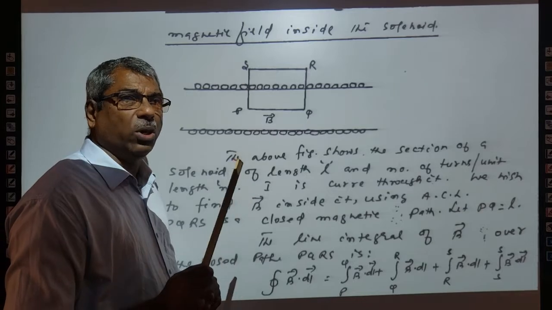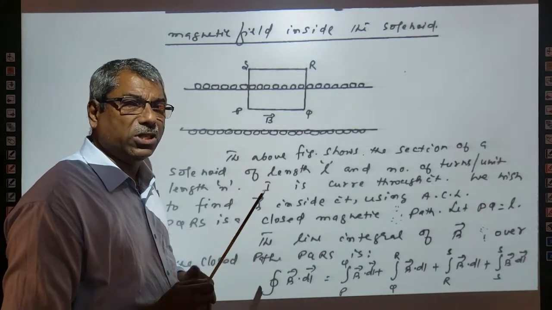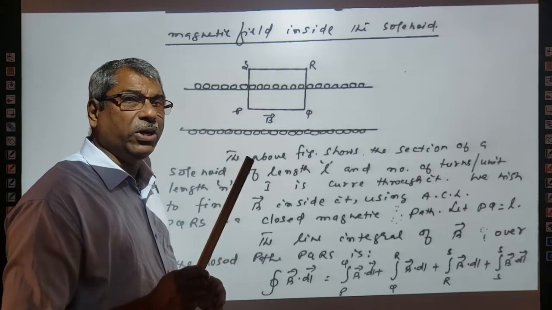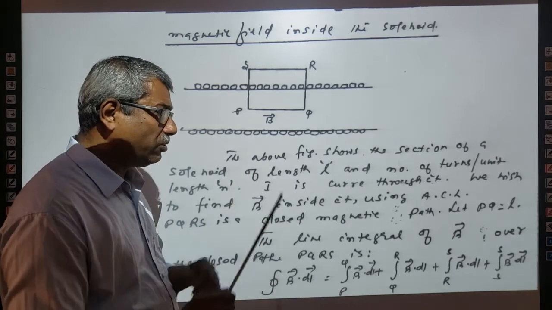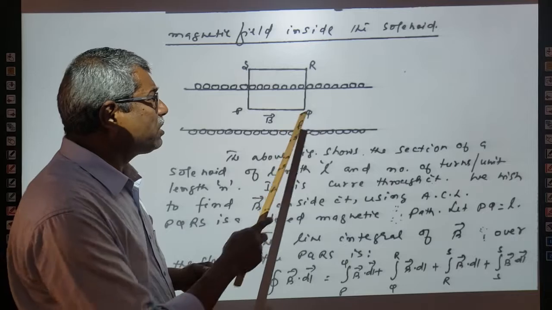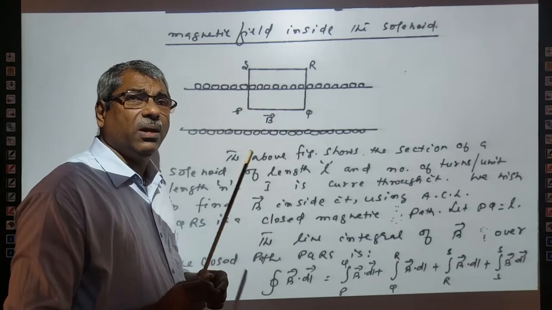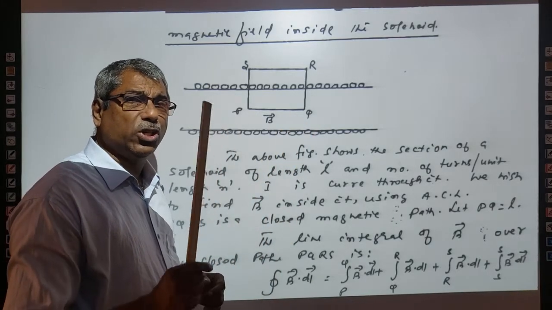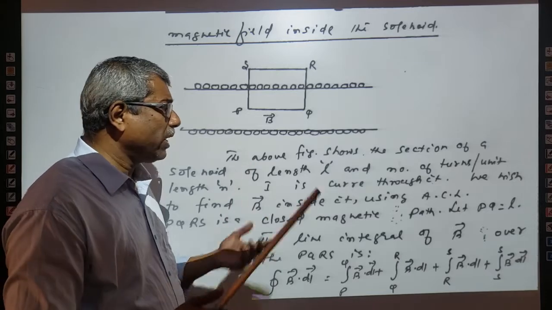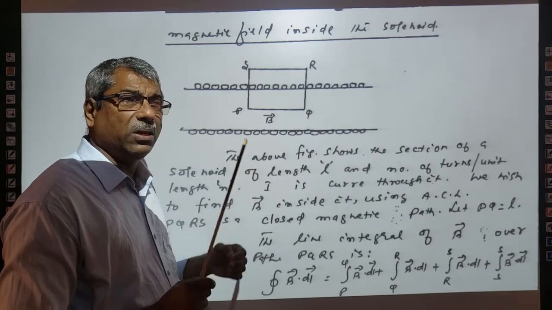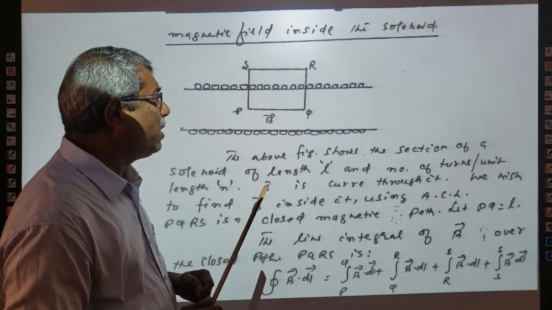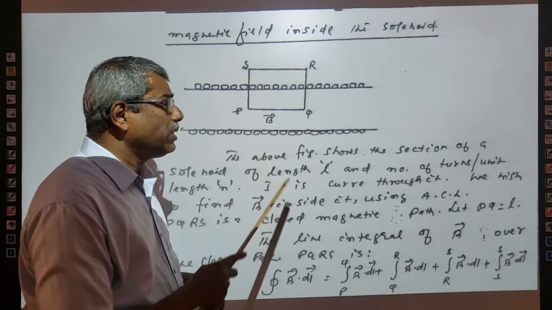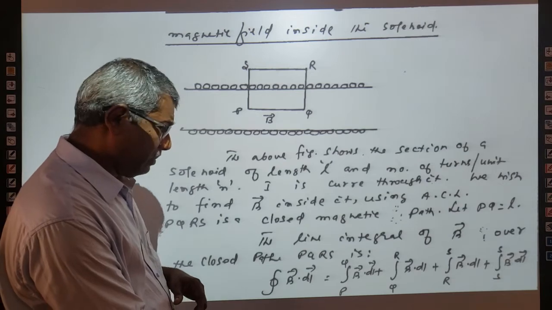It means capital N, the total number of turns in the solenoid, divided by the total length is equal to the number of turns per unit length. So this is such a solenoid that has number of turns per unit length equal to small n, and total length equal to capital L. Hence the number of turns per unit length is small n. Right? We can calculate now the intensity of magnetic field inside.